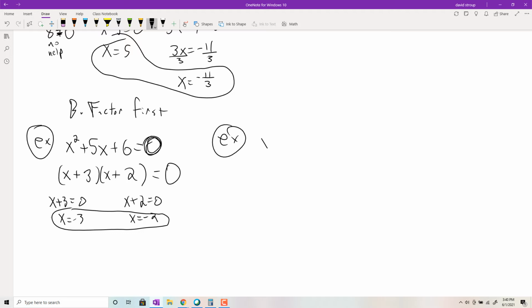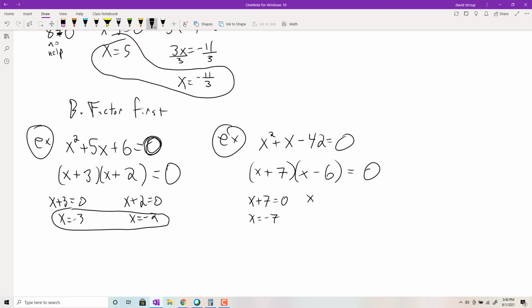Let's get one more of those. I got 0 on one side, the quadratic is on the other. Now I want to factor. It's like 7 and 6. I want the bigger number to be positive. Set each equal to 0. And those are your answers.